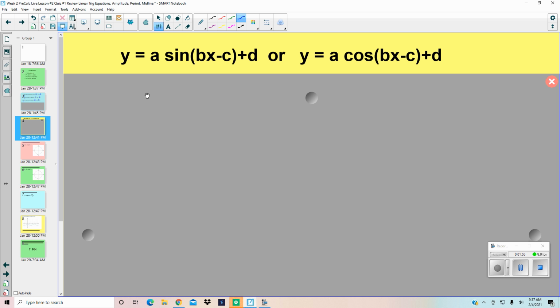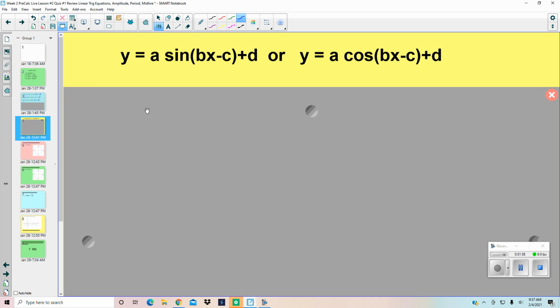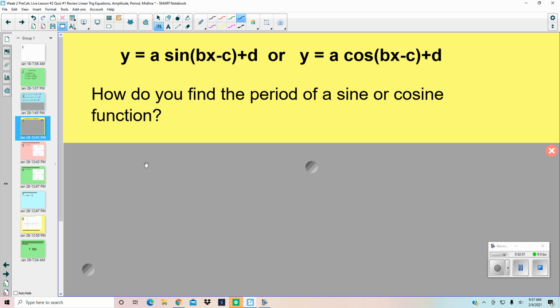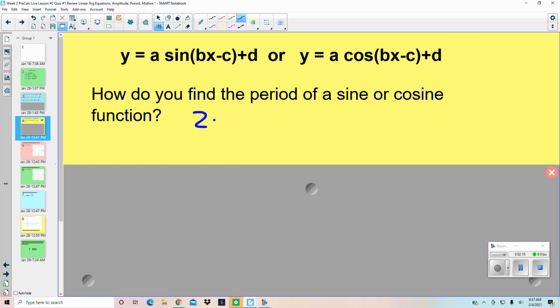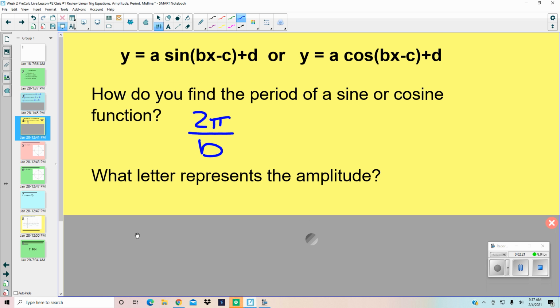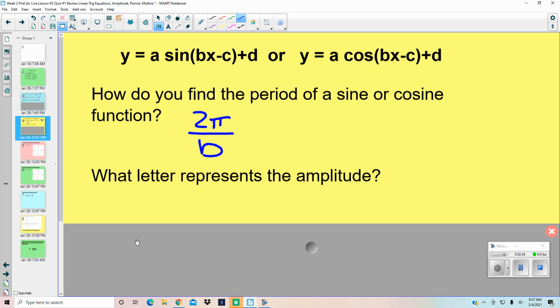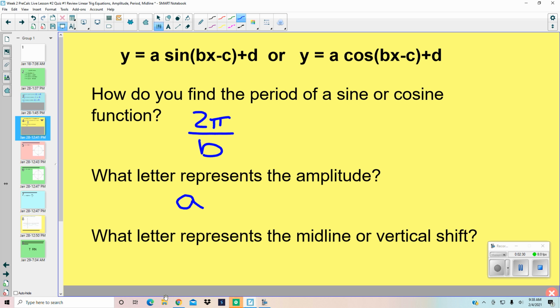All right, so we're going to use the following generic equation for remembering how to find the period of a sine or cosine function. So when you're looking at that generic equation, the period is going to be found by taking 2 pi divided by that b value and then simplifying. What letter in the equation represents the amplitude? That would be the a, or the coefficient. And remember, that's always positive. And then what letter represents the midline? That would be the vertical shift, that would be d, the number that's added on.